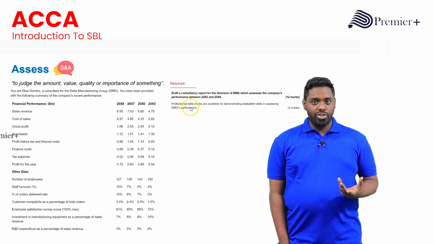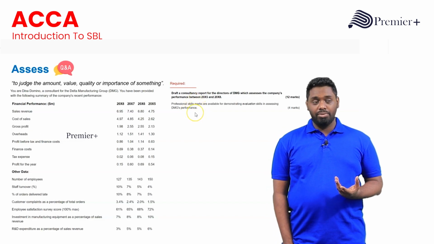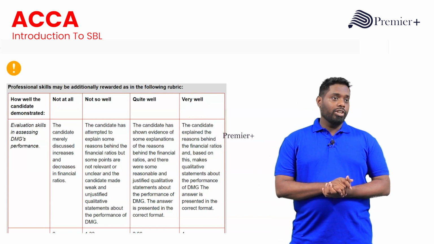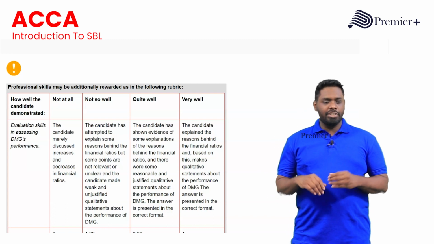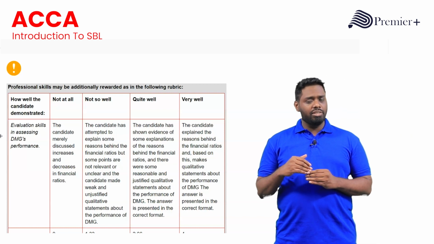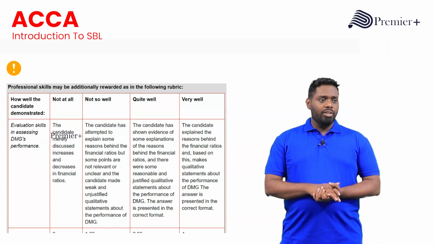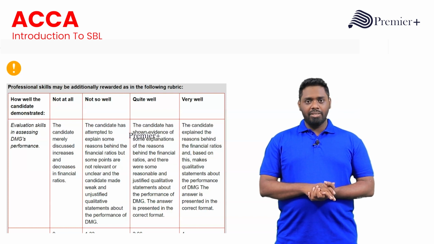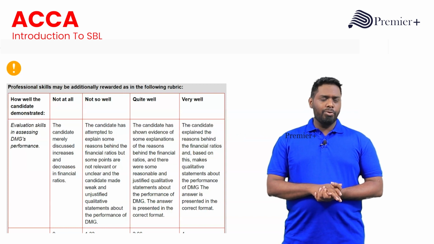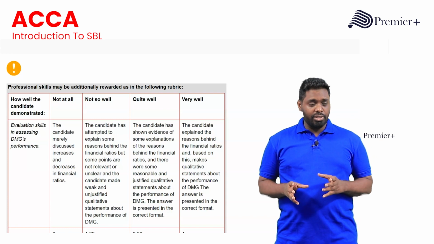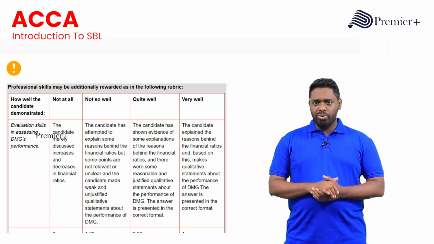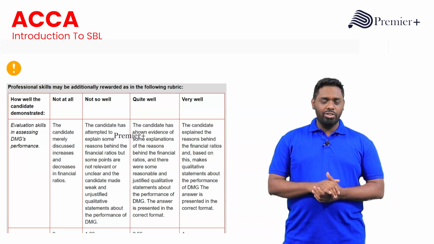So in this sample question, 12 marks for the answer, 4 marks for professional skills. Professional skills may be additionally rewarded as in the following rubric. So if they are providing, let's say, 4 marks, you get marks based on how much of the professional skills that you have displayed. So this simple rubric gives you an idea. For a 4-mark professional skill, if you have not demonstrated the required professional skills, you get 0. Not so well, you get 1.33. If you had done quite well, you get 2.66. So you get 1/4.